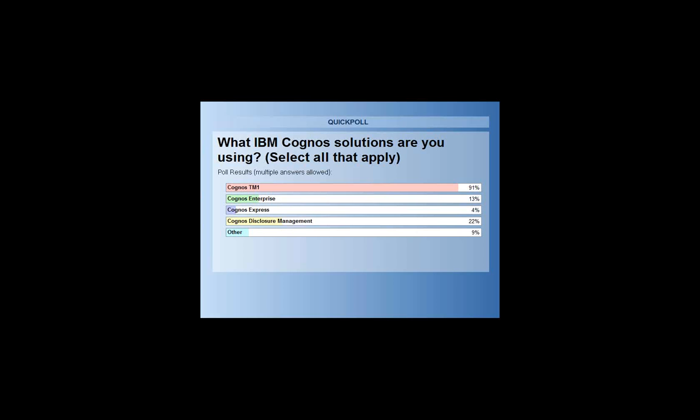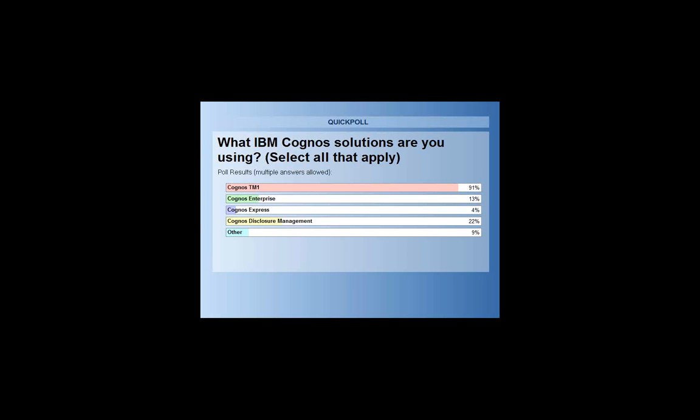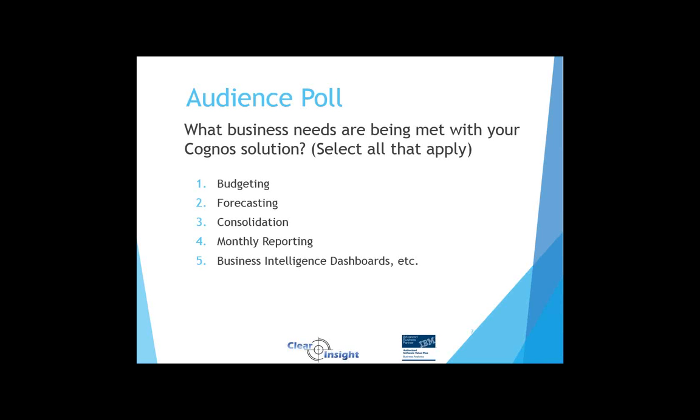Let's move on to the next poll question. What business needs are being met with your TM1 Cognos solution? So again, select all that can apply. Susan, if you can open up the poll, and are you using it for just budgeting? Are you using it for forecasting, etc.?